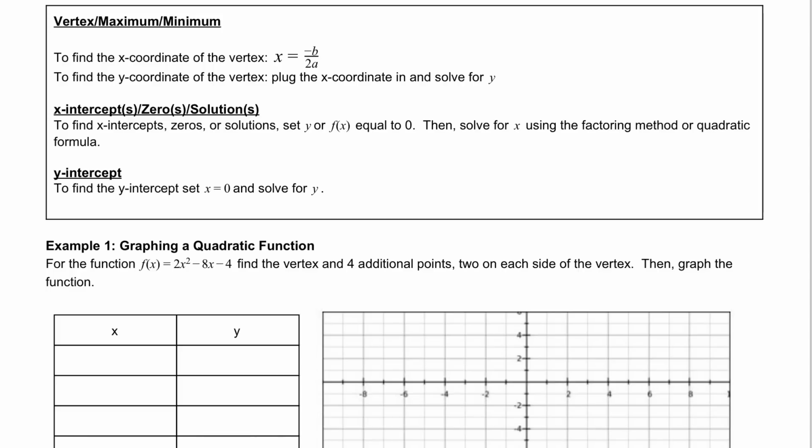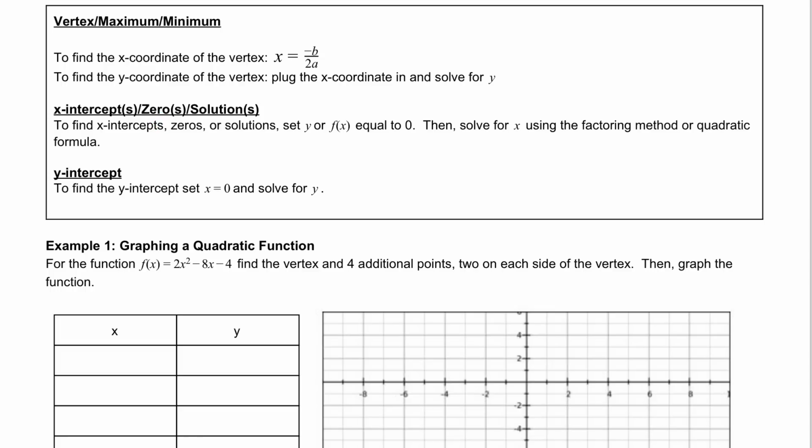In this day of notes, we're going to learn how to graph quadratics on our own. The first thing we need to know is the vertex, which is also the maximum or the minimum point. To find the x-coordinate of the vertex, x is equal to the opposite of b over 2a. To find the y-coordinate of the vertex, you're going to plug the x-coordinate, which you found from here, into your equation and solve for y. And I'll show you how all that's done as we go through example 1.